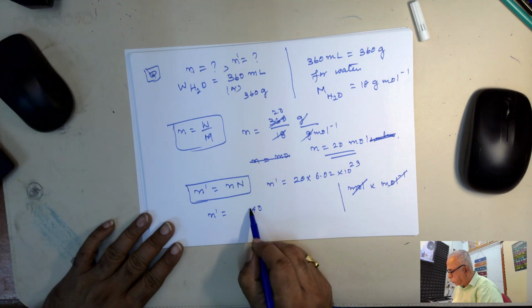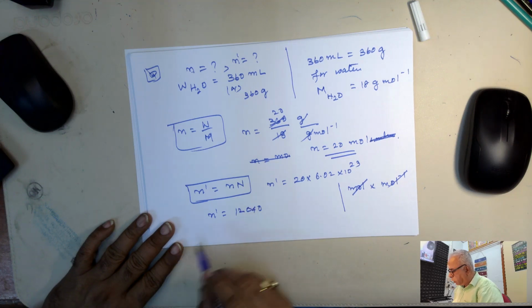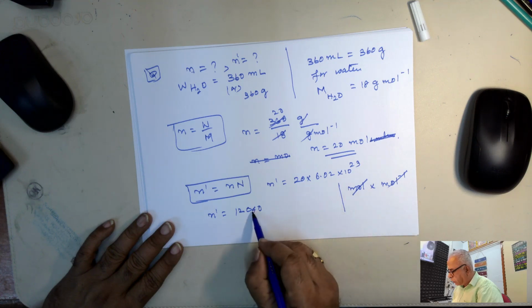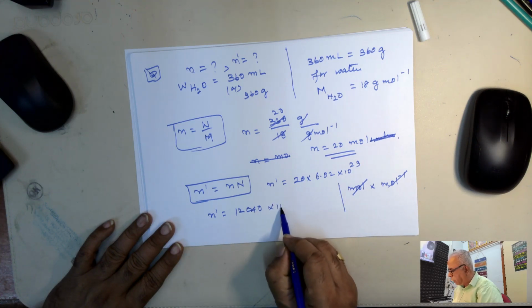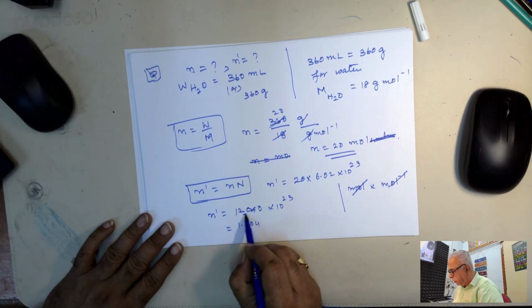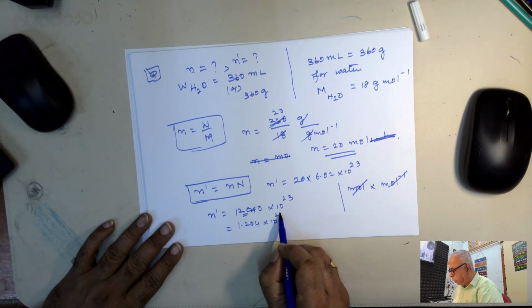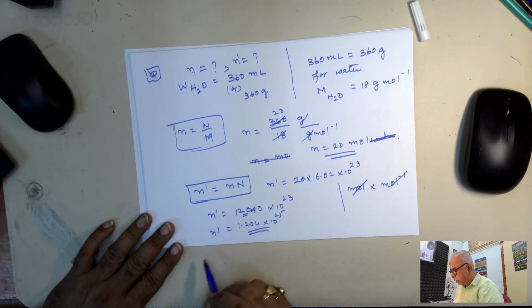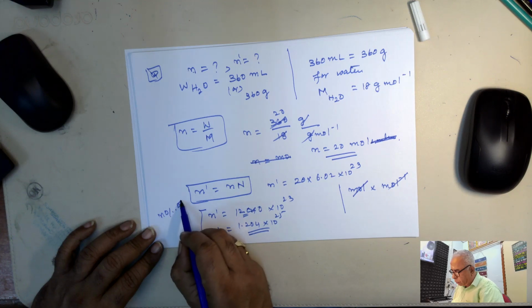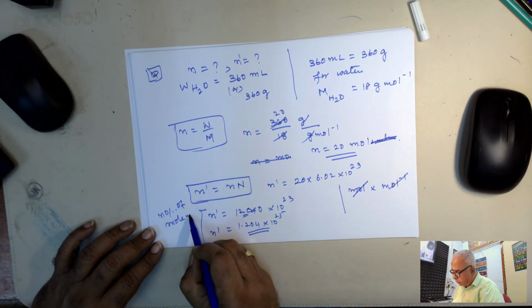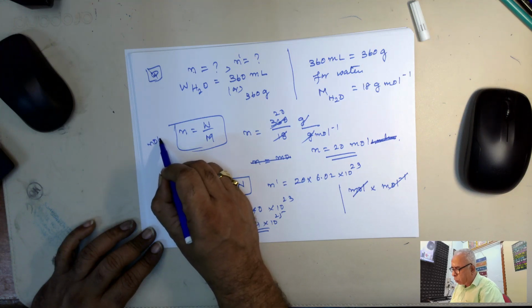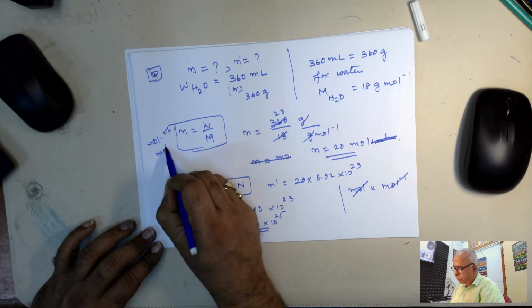Therefore, N dash is equal to how much? 120.40 into 10 power 23. So it means 1.204, you can take this into 10 power 25. Got it? So this is the number of molecules. Please note down. What about this one? This is merely number of moles.